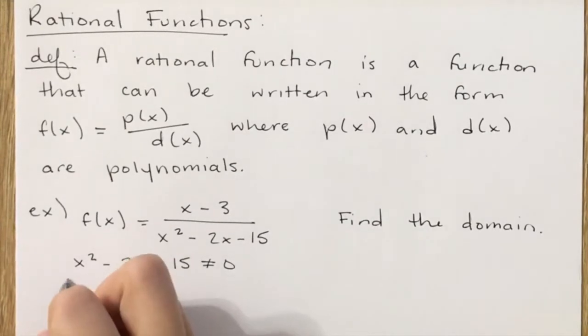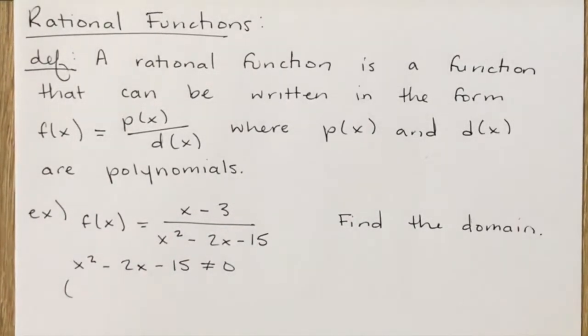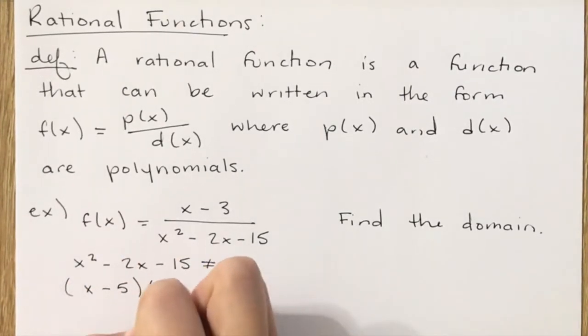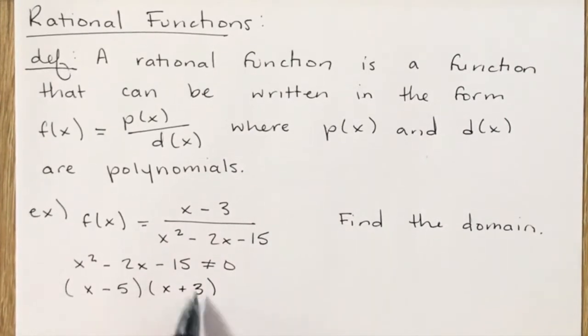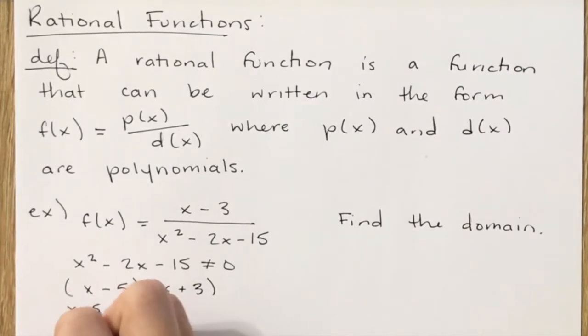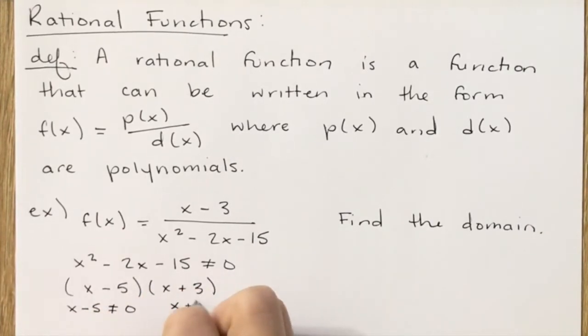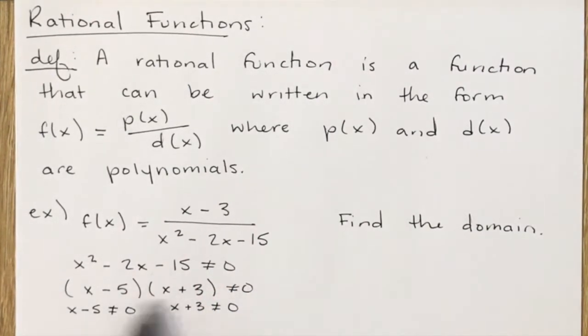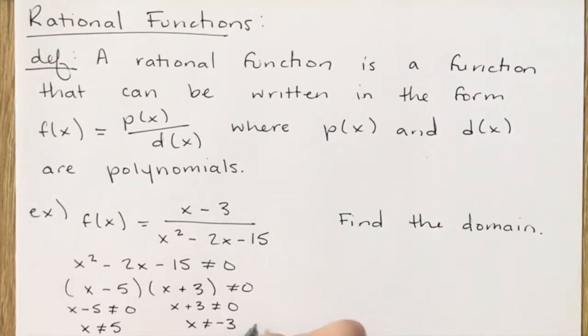In order to solve a quadratic, we need to factor. So this one is going to factor into x minus 5 and x plus 3, right? Because negative 5 times 3 is negative 15, and negative 5 plus 3 is negative 2. Then we can set them each individually not equal to 0, right? We split it up like this because in order for this to not be 0, we need both of these factors to not be 0. So we know that x is not 5. We know that x is also not negative 3.